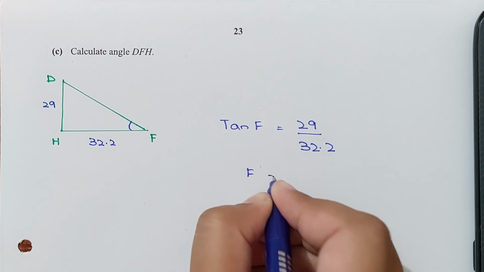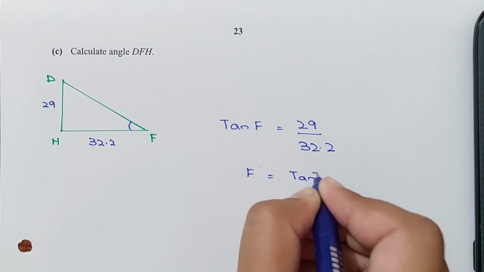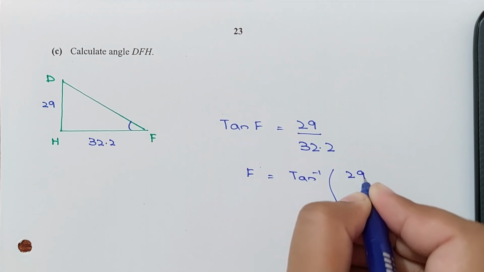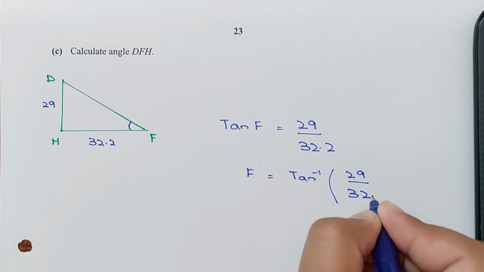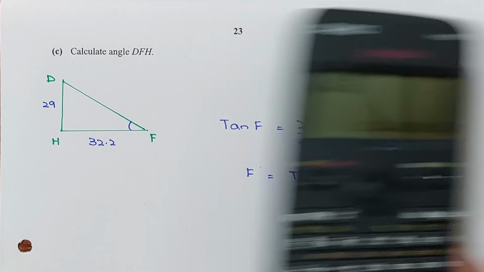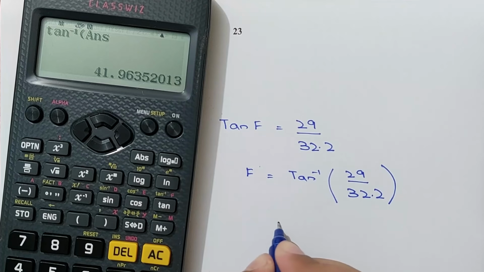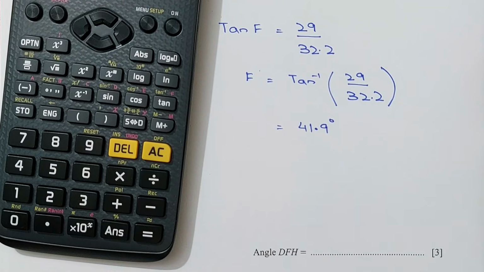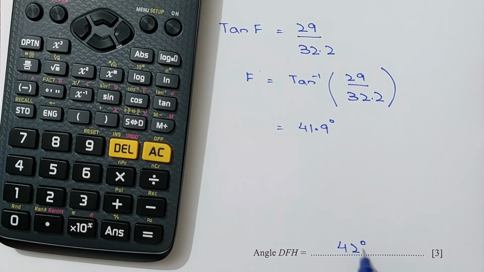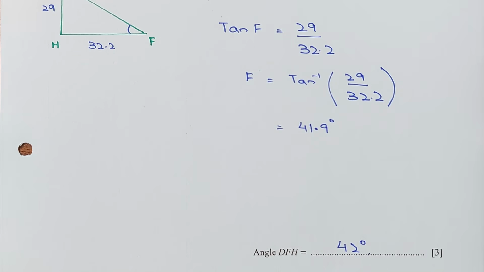Let me solve for F, which is tangent inverse of 29 over 32.2. Tangent inverse of the answer is 41.9 degrees, or we can round it to 42 degrees, right? So that was the last question of our paper.